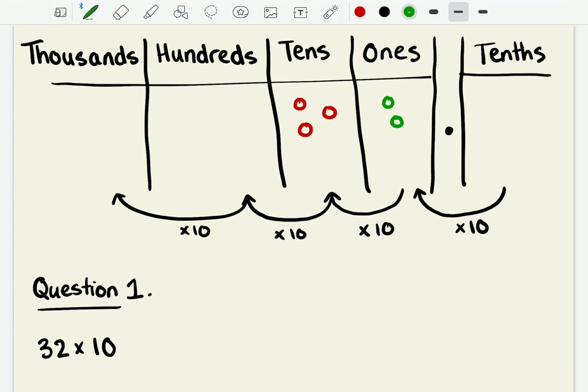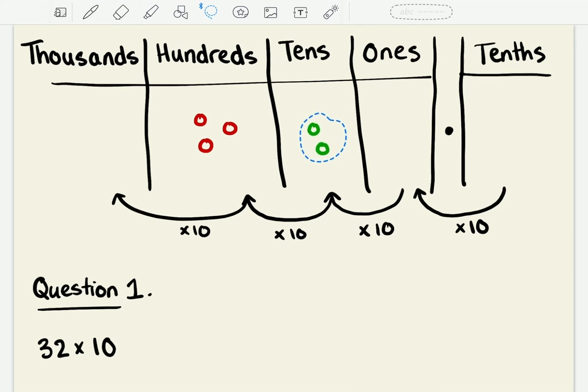Now we know that if we want to multiply by 10, we can actually just move everything over one column to the left, because if we follow this arrow here, we know moving something to the left is the same as multiplying by 10. So if I want to multiply my number by 10, I can move my tens to my hundreds column, and I can move my ones to my tens column, right? Because again, that's the same thing as multiplying by 10.